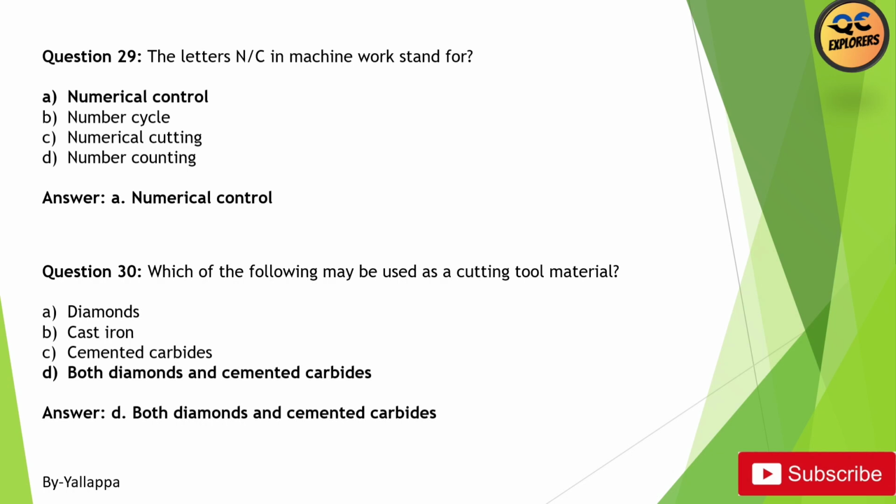Question 29 asks, the letters NC in machine work stand for. They stand for A. Numerical control. Question 30 asks, which of the following may be used as a cutting tool material? The answer is D. Both diamonds and cemented carbides.